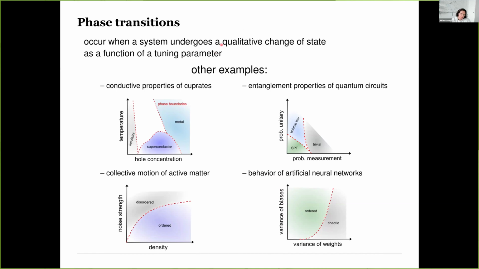Because, as you can see from the definition, this is quite general, phase transitions occur in various different contexts and come in various different flavors. For example, there are transitions in the conductive properties of cuprates, which are current candidates for high temperature superconductors. There are transitions in the entanglement properties of quantum circuits, for example, as a function of the probability of some measurements occurring or certain unitaries occurring, as well as transitions in the collective motion of active matter, or even in the behavior of artificial neural networks.